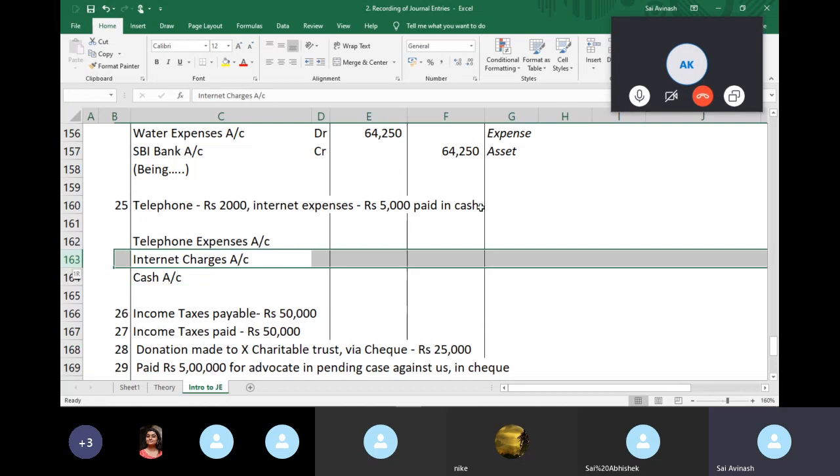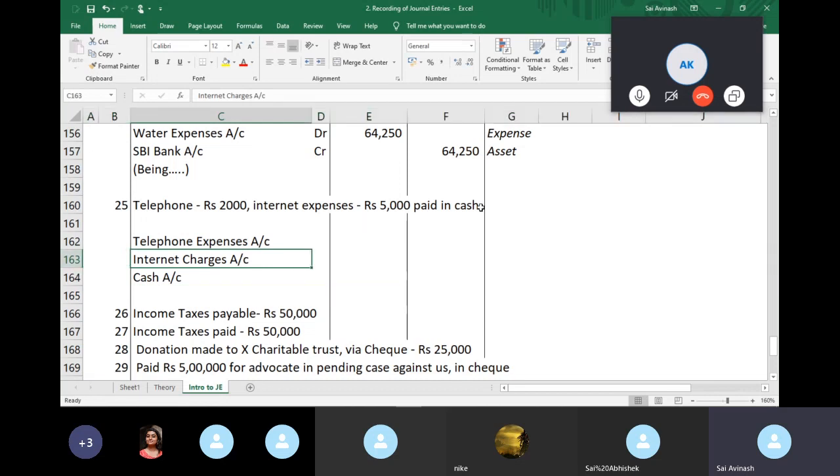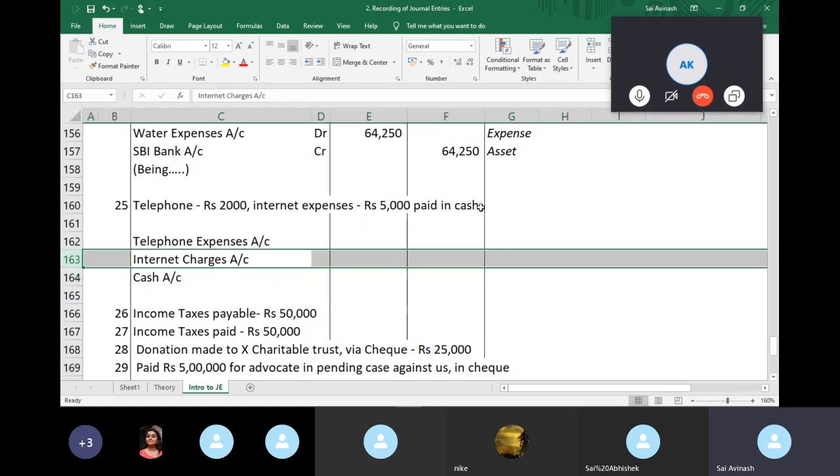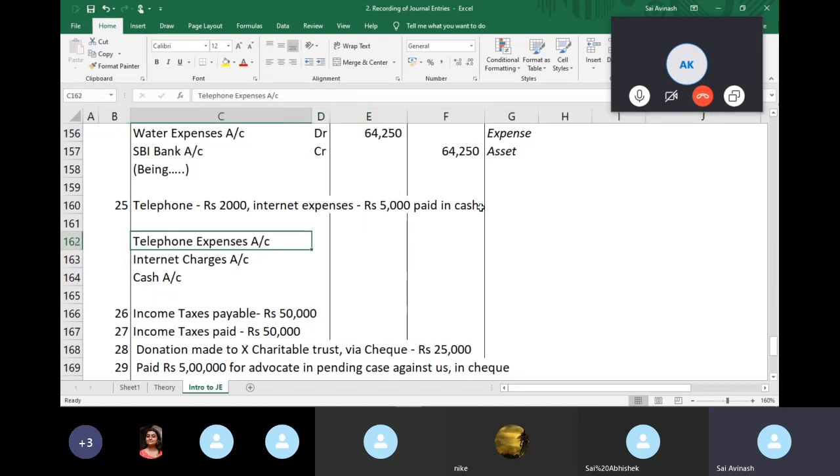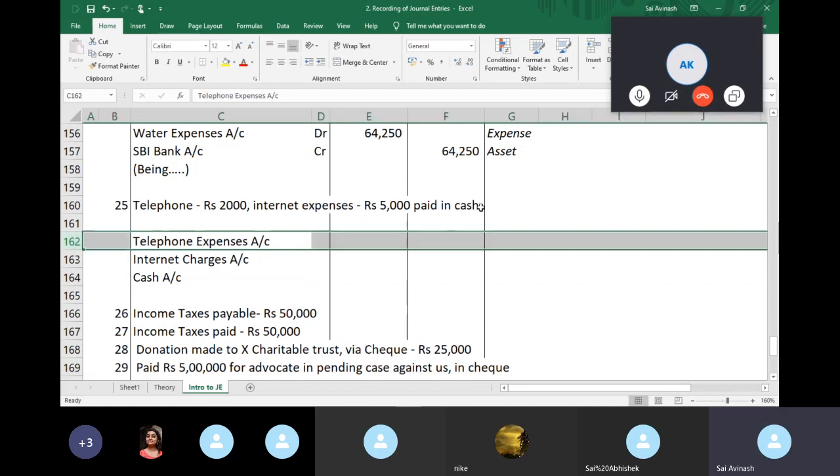Again, I'm reminding you, there is no right answer. If you are confused, you should not think that if I create an account called internet expenses, it is wrong. There is no right answer. The account name should represent what the account represents. That's it. So don't get too hung up on what exact name should be there.